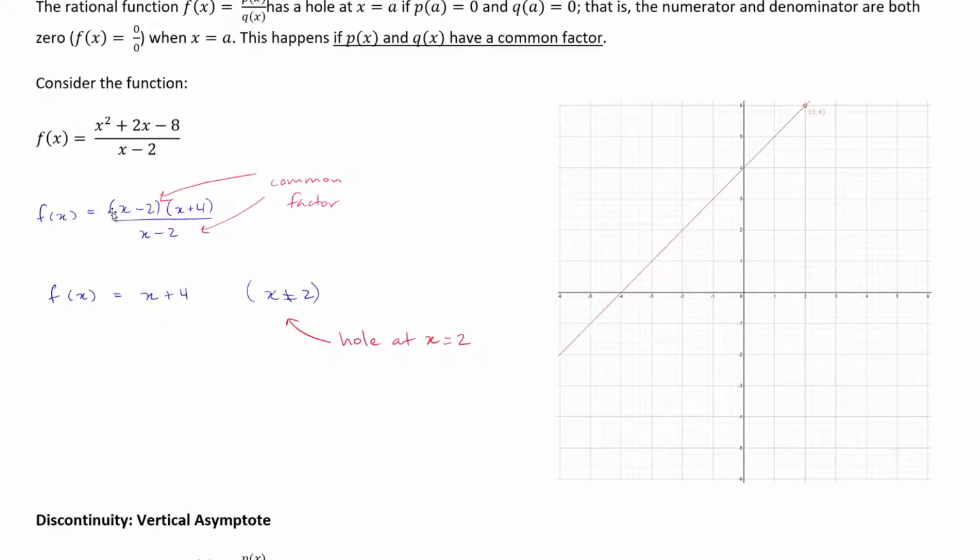So at the value of 2, when x is equal to 2, the numerator will become 0, because 2 minus 2 is 0, then 0 times 6, because 2 plus 4 is 6, that's going to be equal to 0. The denominator is also equal to 0, right, because 2 minus 2 is equal to 0. So we end up with a hole at x = 2. Because these common factors will cancel, we end up with the equation of a line, but I still have to state the restriction that x cannot equal 2. So there is a hole at x = 2.